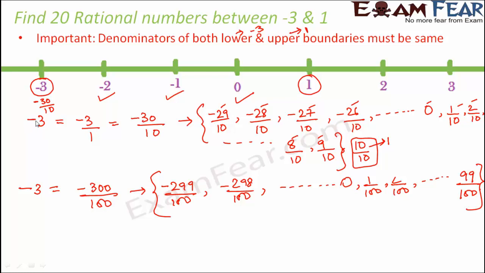For example, here also we have done minus 3. We have written minus 3 as minus 30 by 10. So in this case, we found out all numbers between minus 30 by 10 and 10 by 10. So we have ensured that the denominator remains the same for both the lower and the upper boundaries. So this is the technique that we will use to locate rational numbers between any two rational numbers.